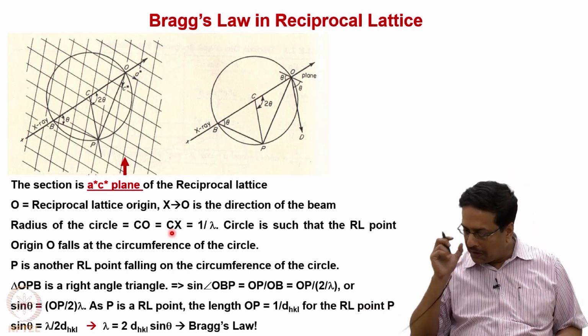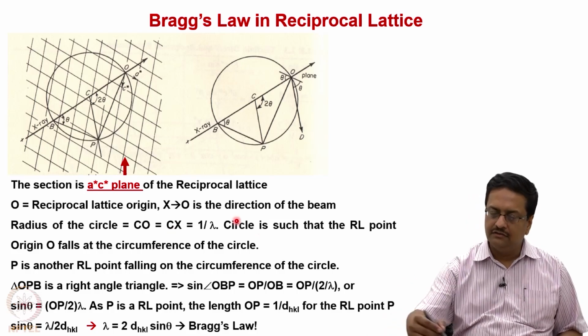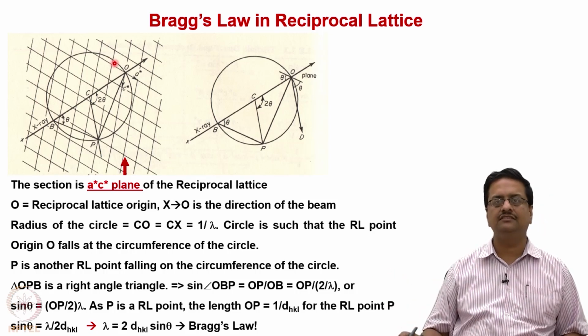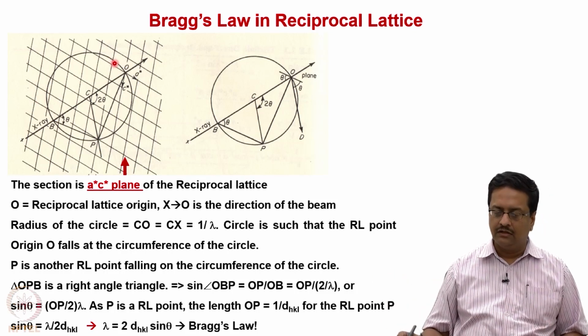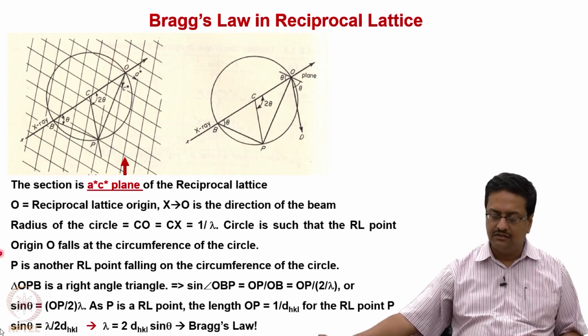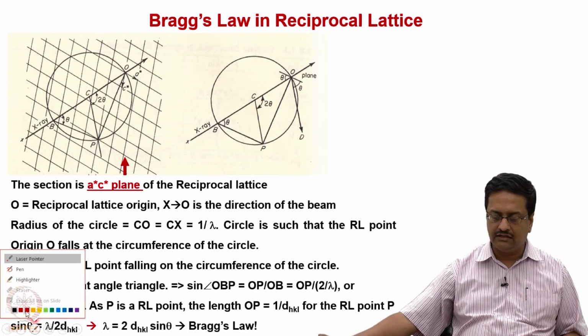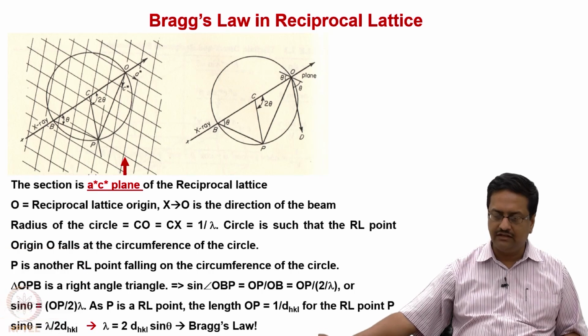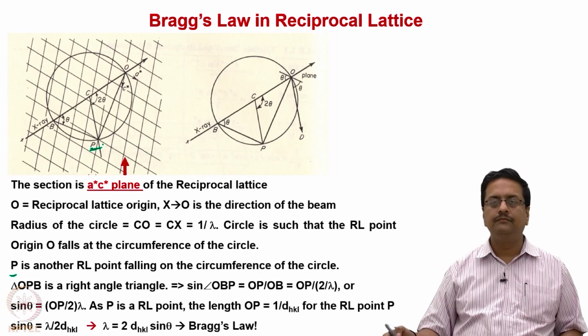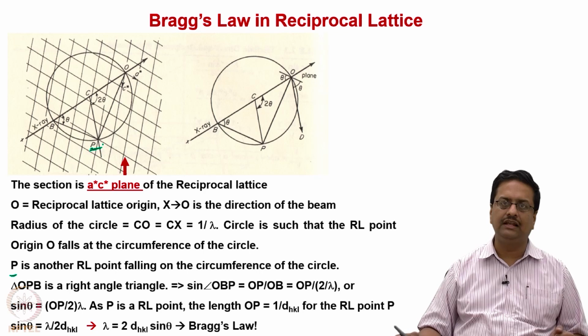So, this circle is formed in the plane of the A star C star reciprocal lattice plane, and O falls at the circumference of the circle. After drawing this circle, we find that another reciprocal lattice point P, which is here, is falling on the circumference of this particular circle of radius 1 by lambda.